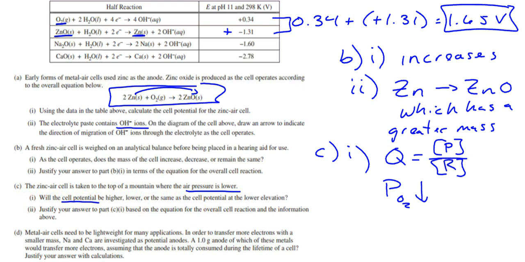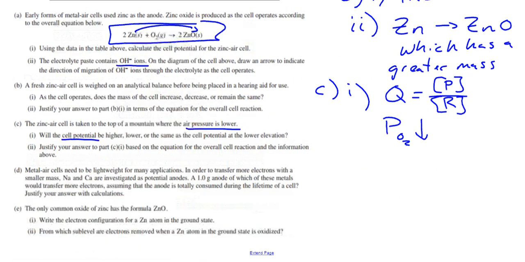But you got to realize that even if you're struggling, you're frustrated with electrochem questions, that sometimes electrochem questions start to not really sound like complete electrochem problems any longer. So it says metal air cells need to be lightweight for many applications in order to transfer more electrons with a smaller mass. You won't want to use zinc, that's pretty heavy.